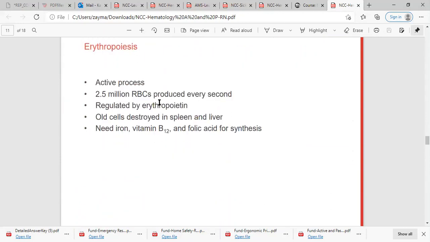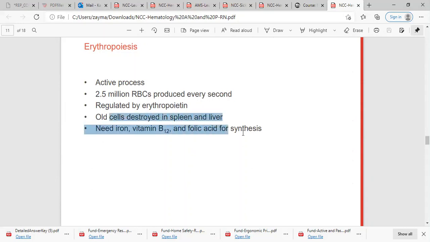All right, we talked about this. This is just telling you about the development of those red blood cells. Again, those old cells are destroyed in the spleen and the liver. So if there is an issue with one of these organs, then that patient is going to have a buildup of bilirubin and they're going to be jaundiced. Or if there's rapid destruction of red blood cells, then they're going to be jaundiced.